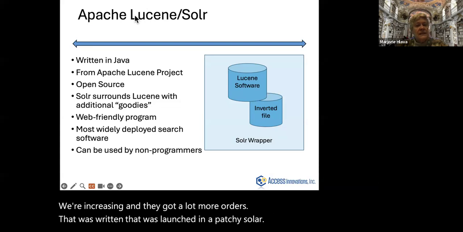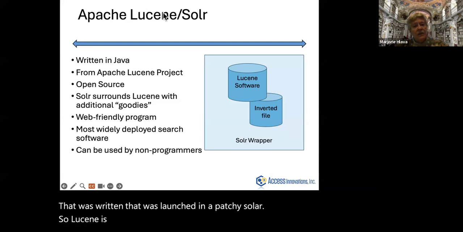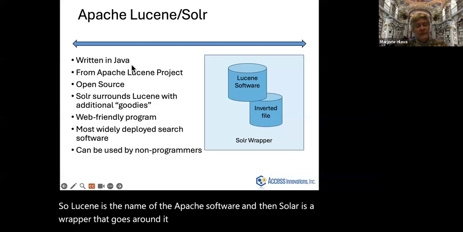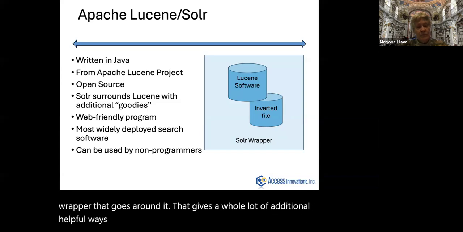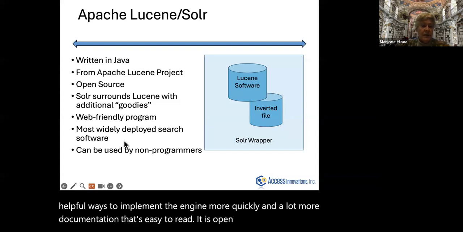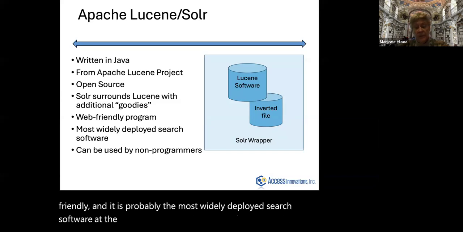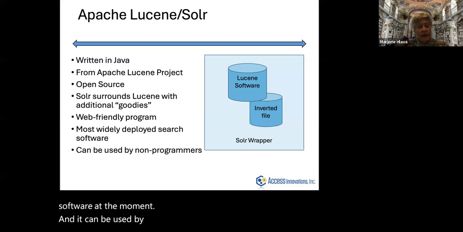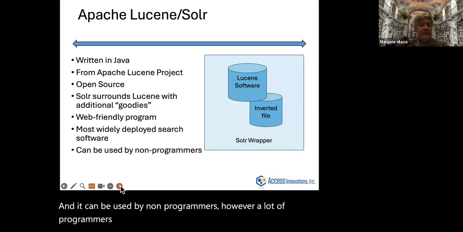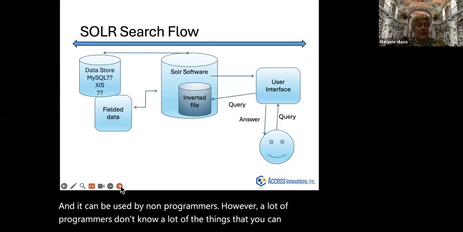So Lucene is the name of the Apache software, and then Solr is a wrapper that goes around it that gives a whole lot of additional helpful ways to implement the engine more quickly, and a lot more documentation that's easy to read. It is open source, and it's web friendly, and it is probably the most widely deployed search software at the moment, and it can be used by non-programmers. However, a lot of programmers don't know a lot of the things that you can do with Lucene.